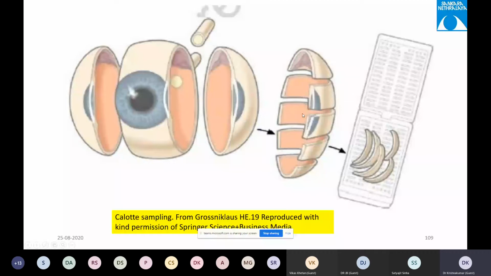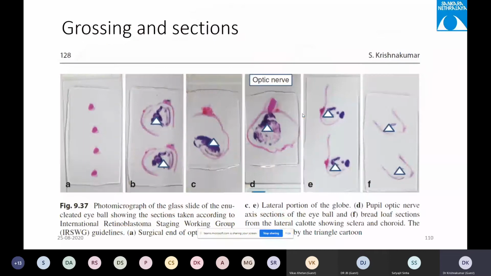Vikas Khetan also has a paper where he compared the studies before this protocol and after this protocol, and there was more than 10 or 15% incidence where he picked up invasion of choroid. So universally, globally, whenever any retinoblastoma tumor grossing is done, we have to report like this. How does it come? It comes like this. You have a central calot. This is from Nethralaya. You have a central calot, a lateral calot, and blood flow sections.